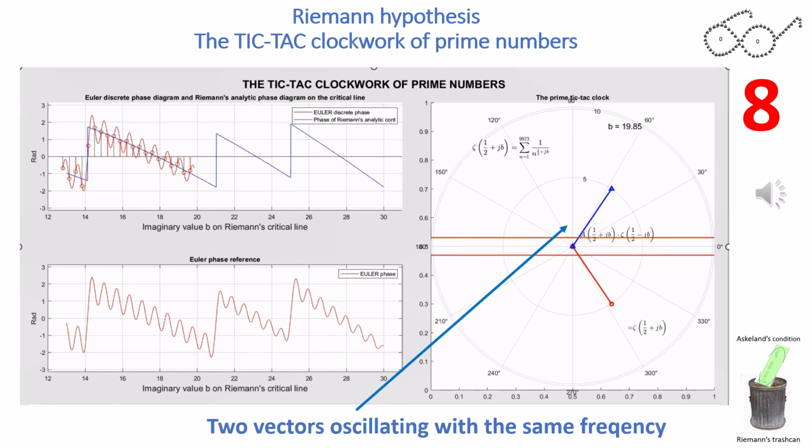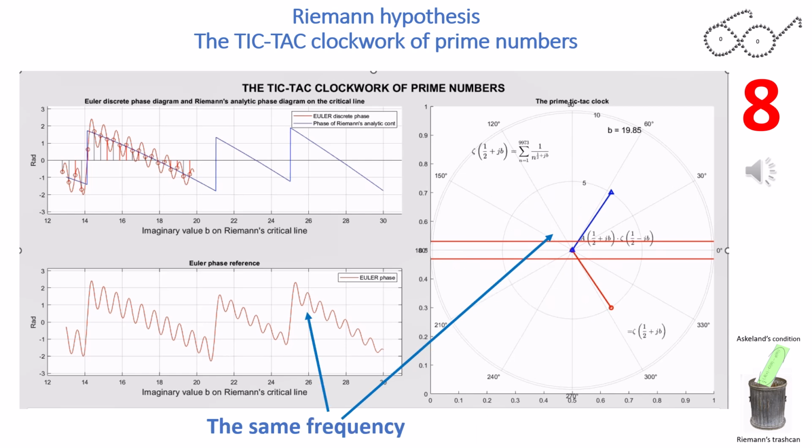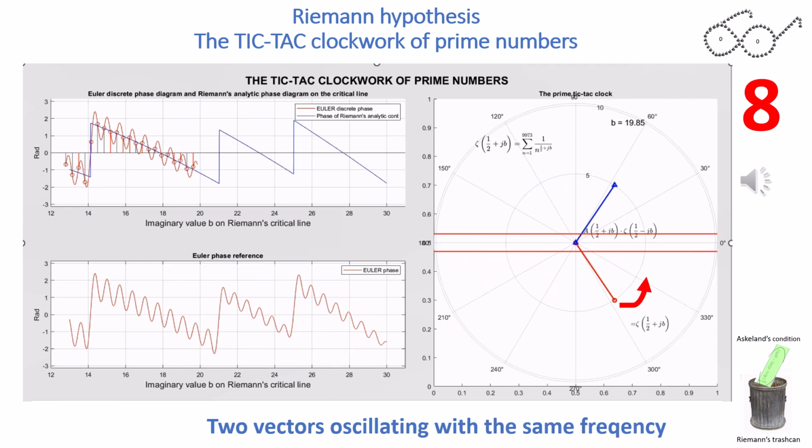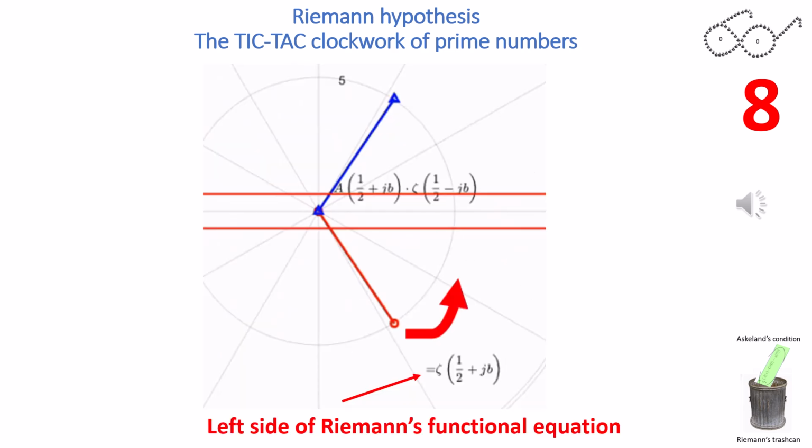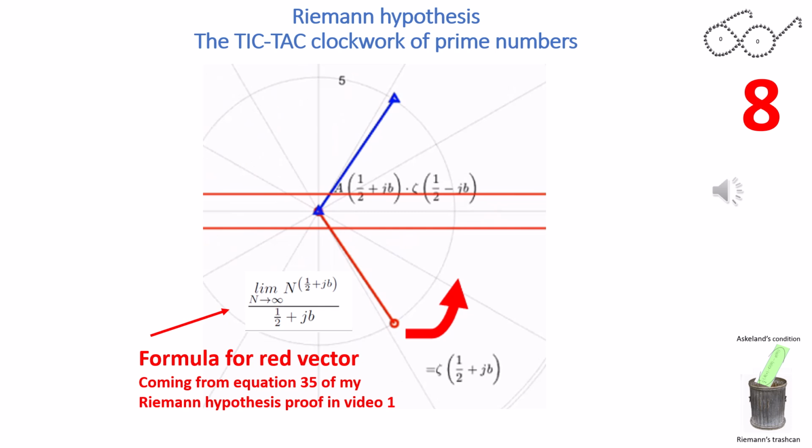In this part, you see two vectors rotating with the same frequency as the frequency of the Euler plot. The frequency is the same. The red vector rotates counterclockwise. Attached to the red vector is the left side of Riemann's functional equation. This is the formula for the red vector.